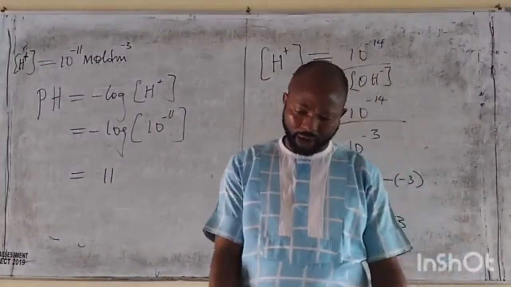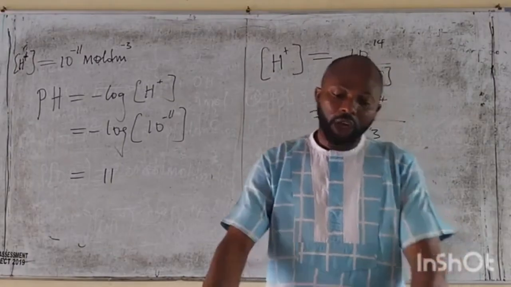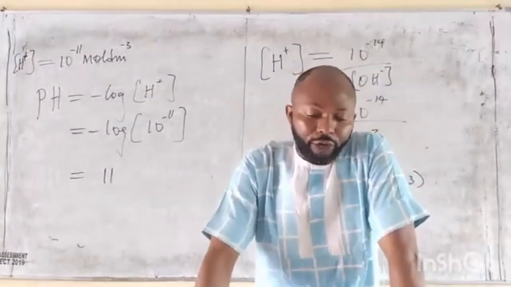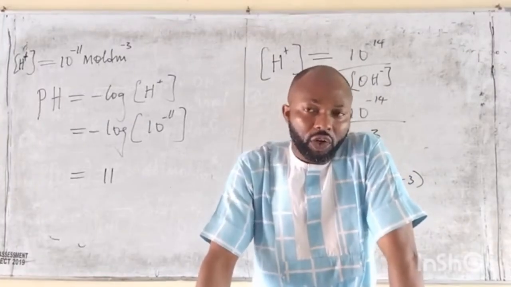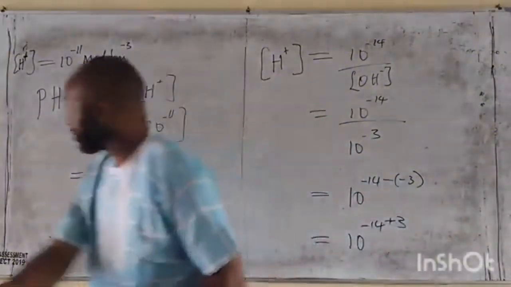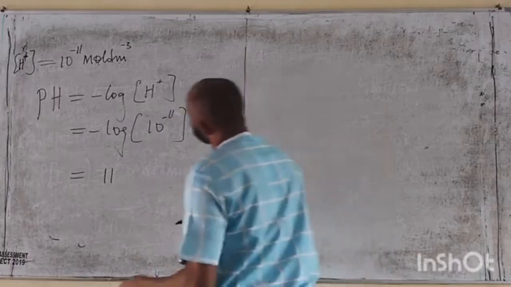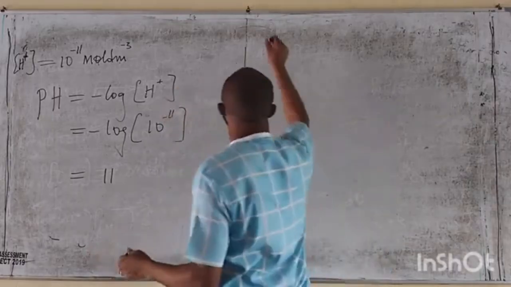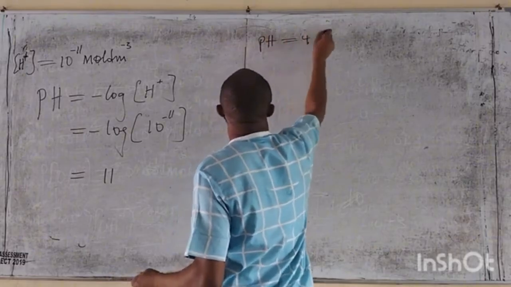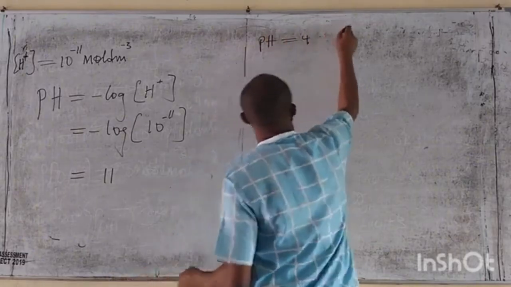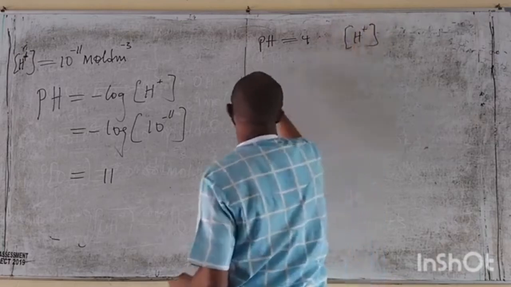Let's take our fifth question. A solution has a pH of 4. What is the hydrogen ion concentration? Number 5 says a solution has a pH of 4. What is the hydrogen ion concentration? That's what we're looking for.